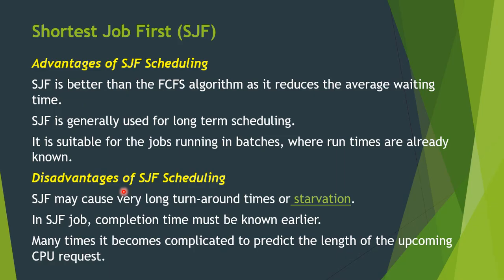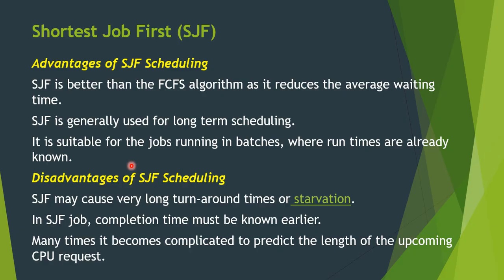So an advantage of shortest job first is that it's better than first come first served, as it reduces the average waiting time, because here we don't have to wait long, since the one with the lowest time is the one who begins first. Another advantage is that it's generally used for long-term scheduling. It is suitable for jobs running in batches where runtimes are already known. So this one is very good in such scenarios.